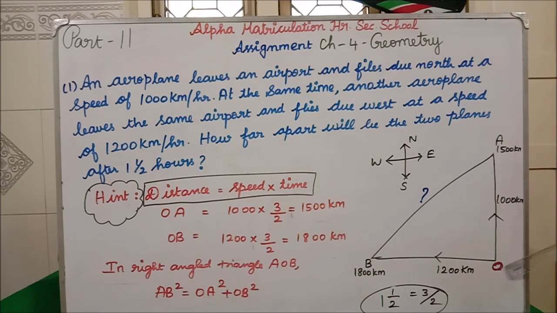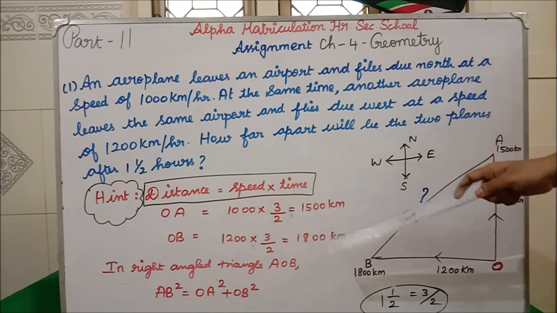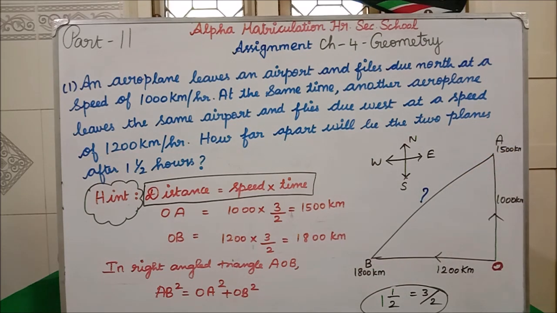So from the airport, the aeroplane is now 1500 km away. Clear? Now we will find the second aeroplane similarly. The speed for the second aeroplane is 1200. Time is the same 1.5 hours, which means 3 by 2. So 3 by 2 times 1200, if you cancel, we get 1800 km. Now we have got the distance OA and we have found the distance OB.